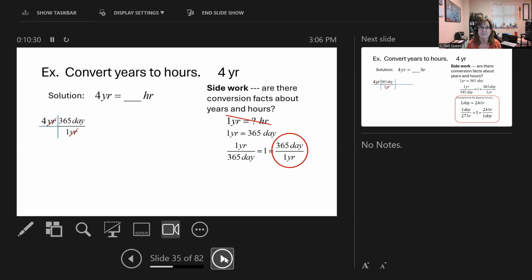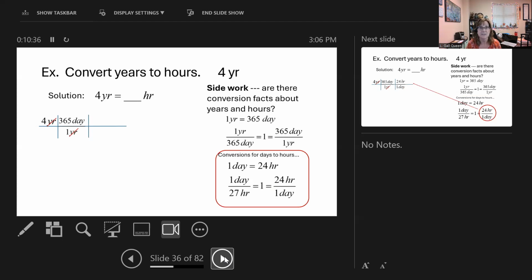So now I need to convert days to hours. Do you know a conversion fact to go from days to hours? Yeah, we do. 1 day is 24 hours. So 1 day and 24 hours are equivalent to each other, which means I can build two fractions equivalent to one. 1 day on the top over, oops, that's a typo.